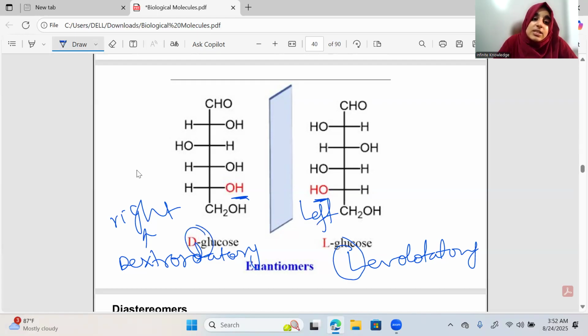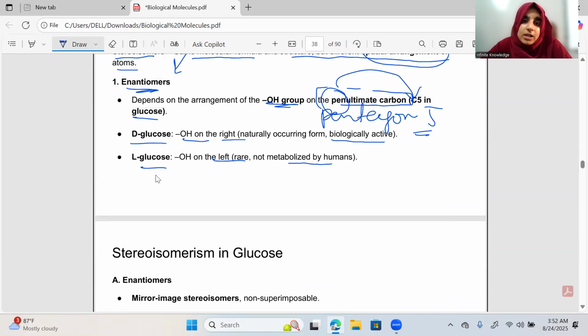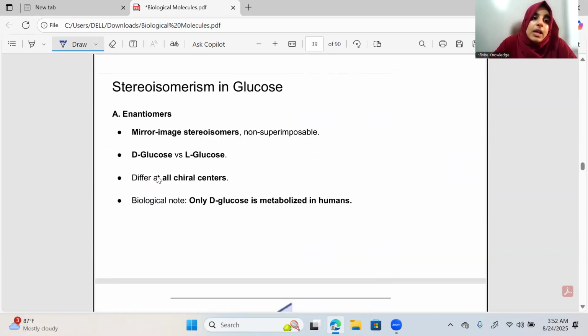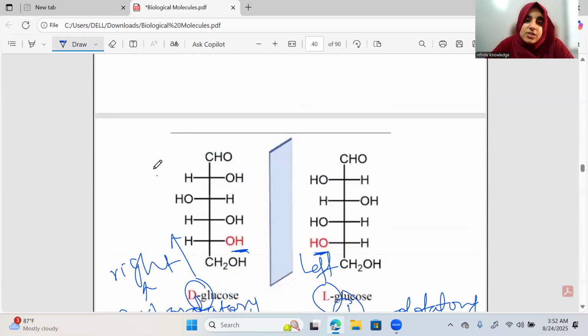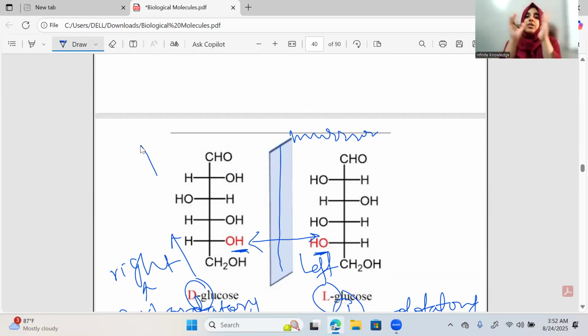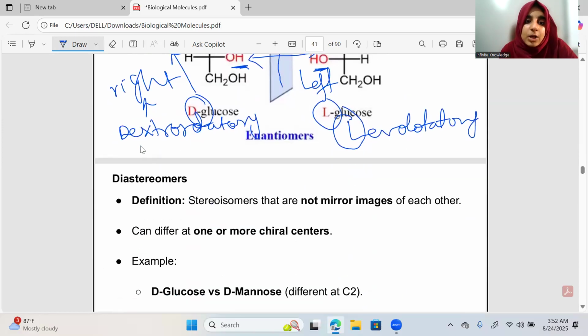Now this D-glucose is very common in humans. This is the most common form. L is rare and is rarely metabolized. It cannot be metabolized in humans, okay? So basically, what are enantiomers? Enantiomers are mirror image stereoisomers, but they are not superimposable over one another. As you can see over here, if I keep this surface in between, consider this to be a mirror, right? So they form a mirror-like image of each other. Why? Because these are totally symmetrical like this, okay? I hope it is clear.